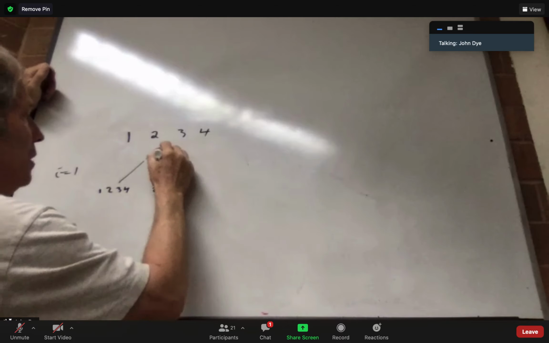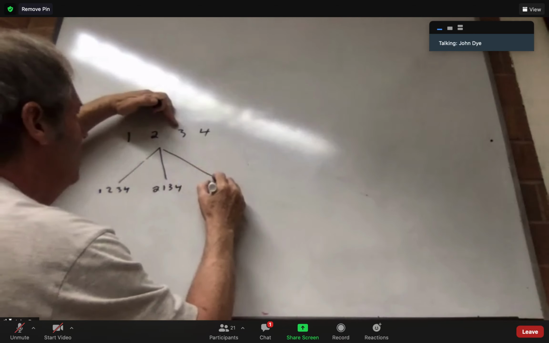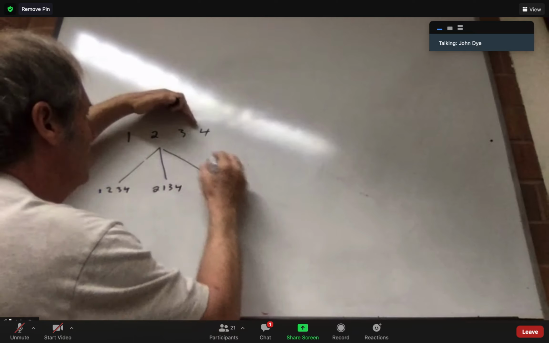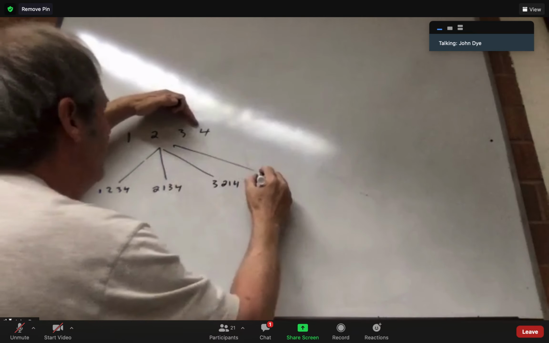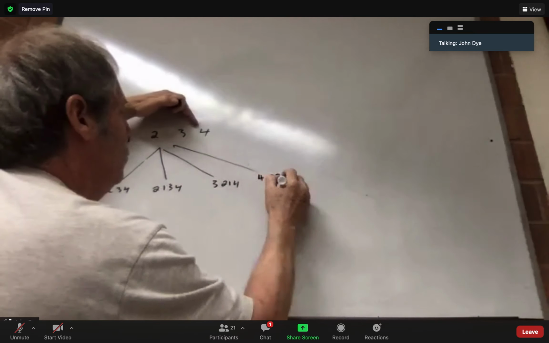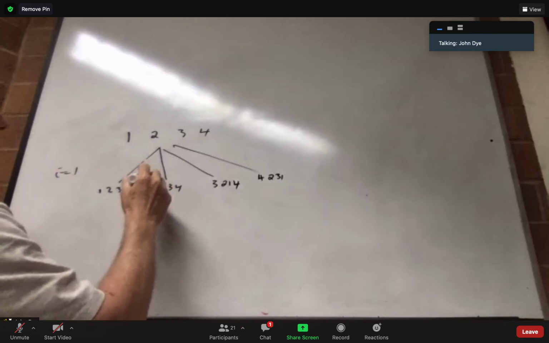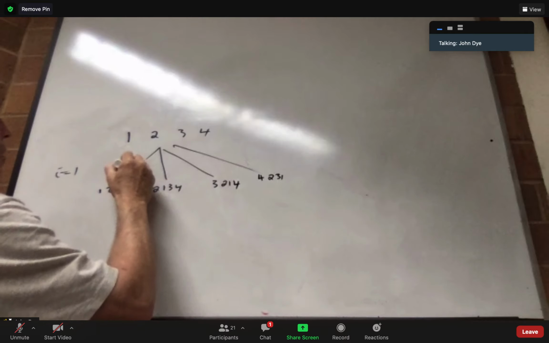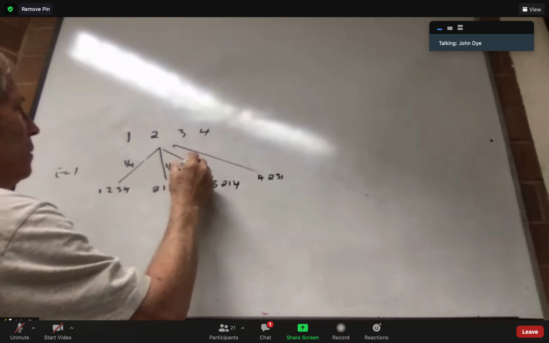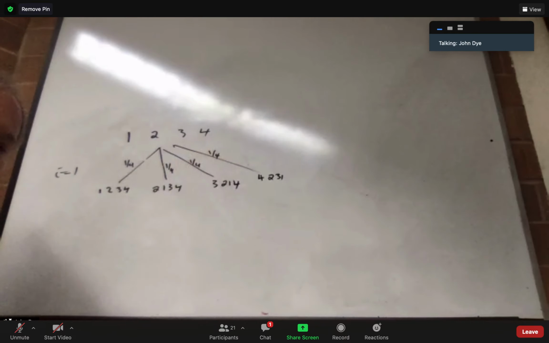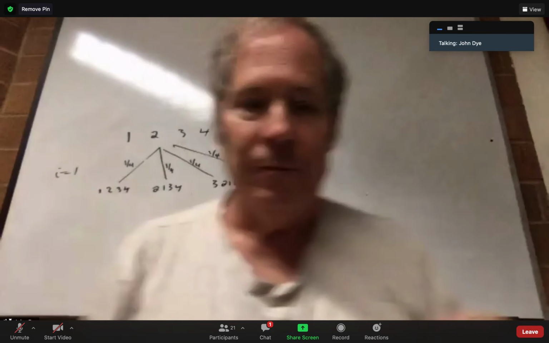If I swap with 2, I get this. So I'll stop when I do this. I swap with 3, 3, 2, 1, 4, or I swap with 4, what do I get? 4, 2, 3, 1. Okay, so each of these outcomes has the same probability of a quarter. I'll stop there. That's when i equals 1.